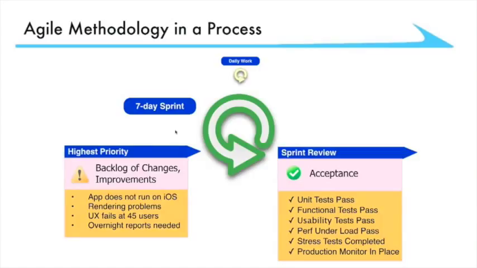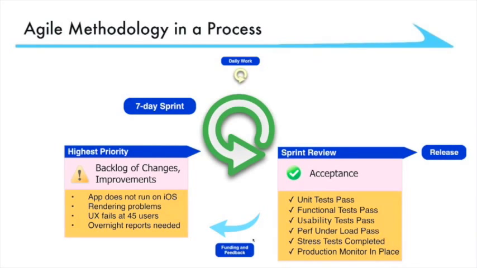So, for example, acceptance might mean that you have a certain number of unit tests that are going to pass, a certain number of functional tests, maybe usability tests for the user experience, certainly performance tests, stress tests, and then making sure that the production monitoring for the app improvements are going to be there. And all of that leads you then to a release.